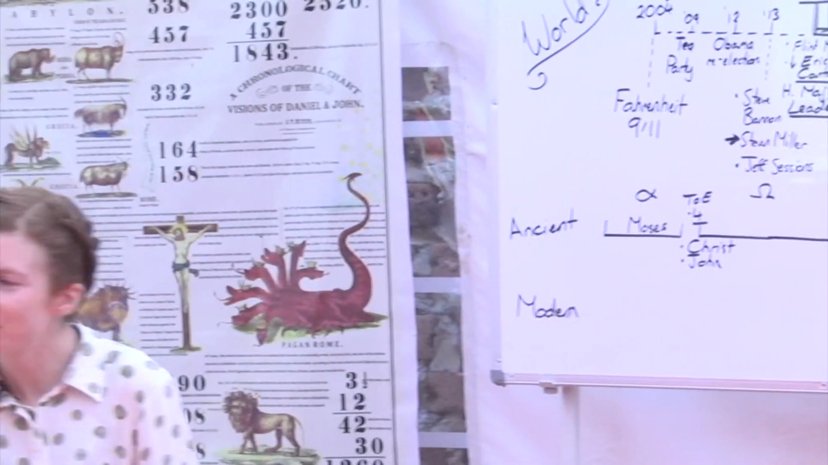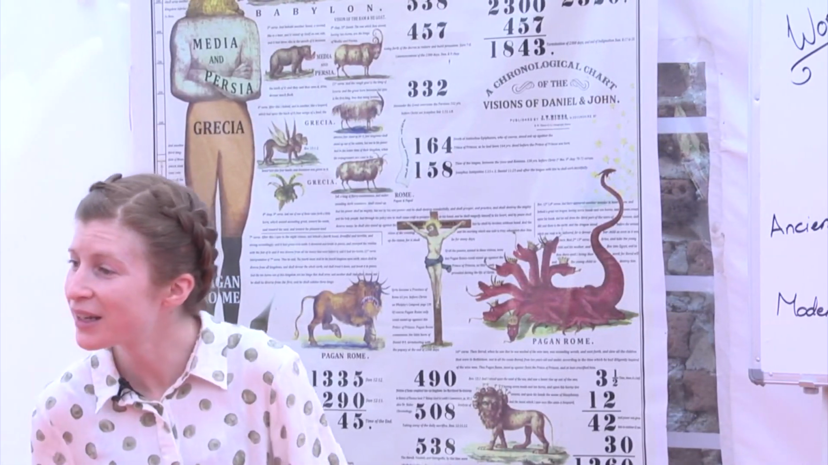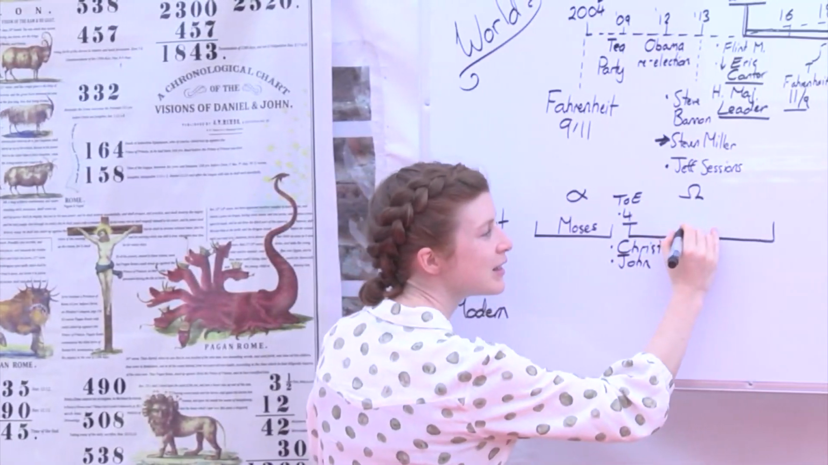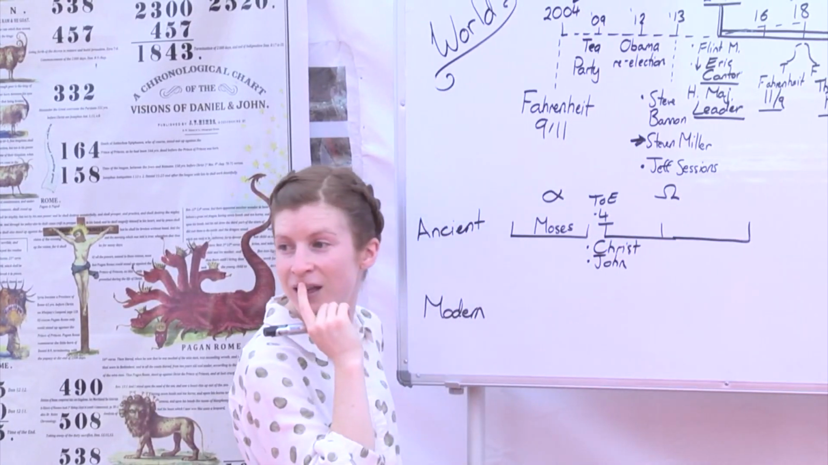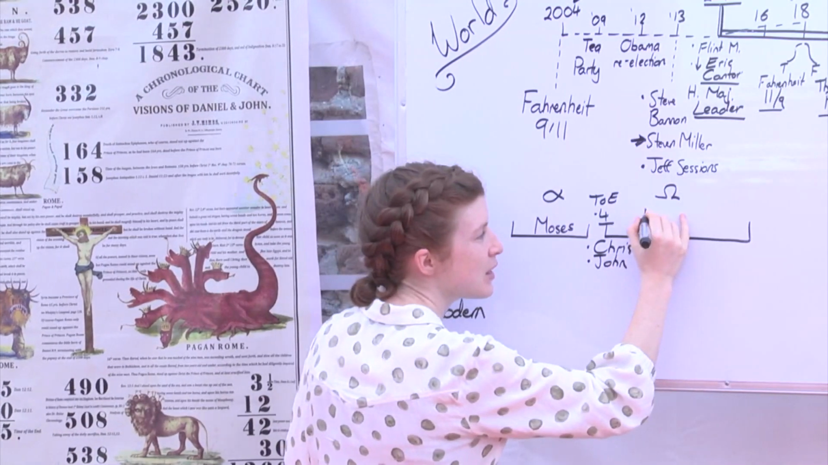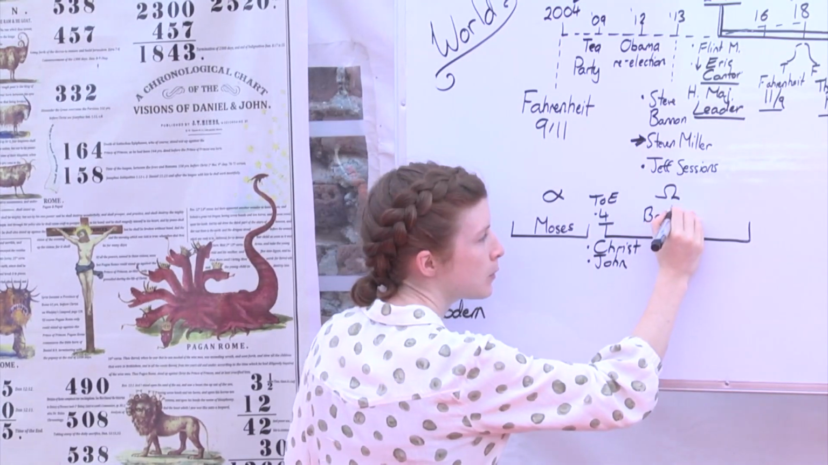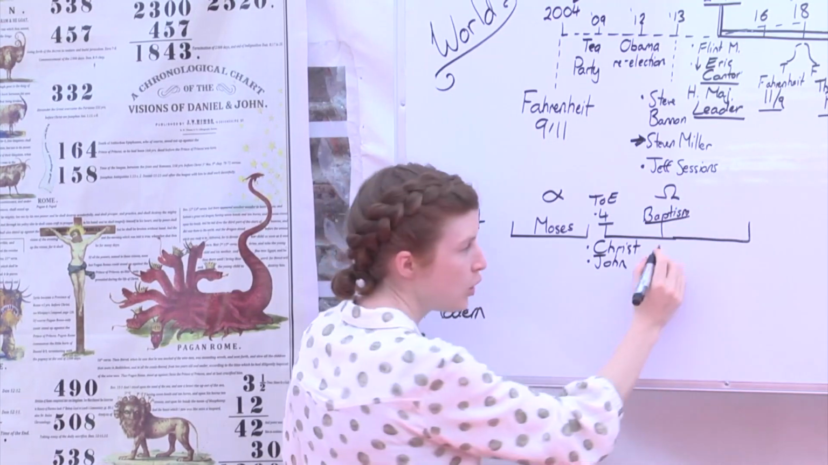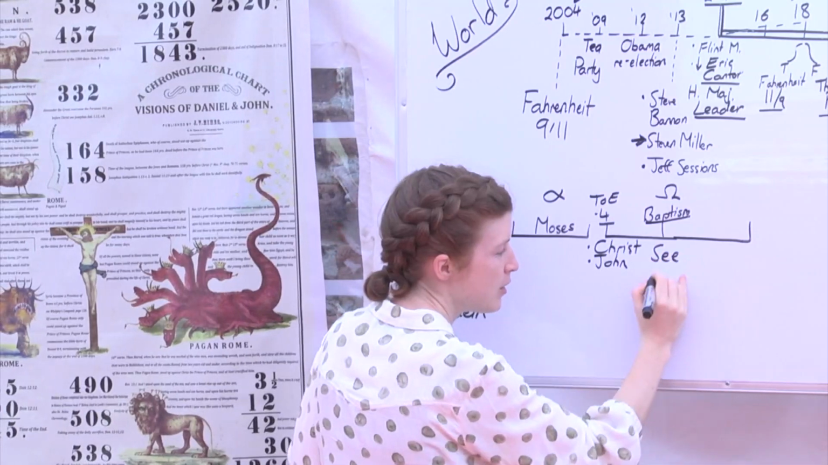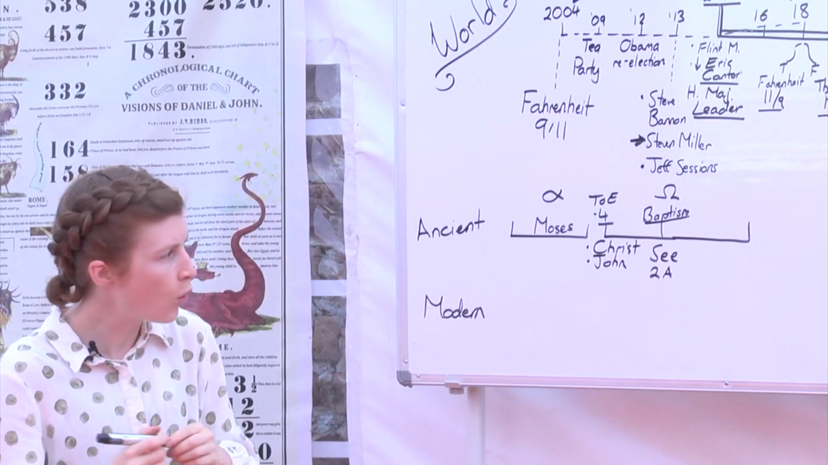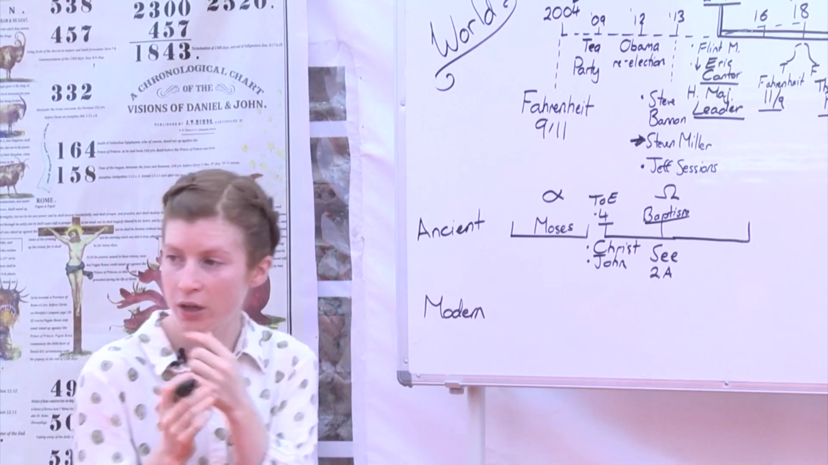Sister? Sorry? 27? What do you want to call that? What happens? Baptism. So this is when you see him. You see the second angel. When does he go to work?